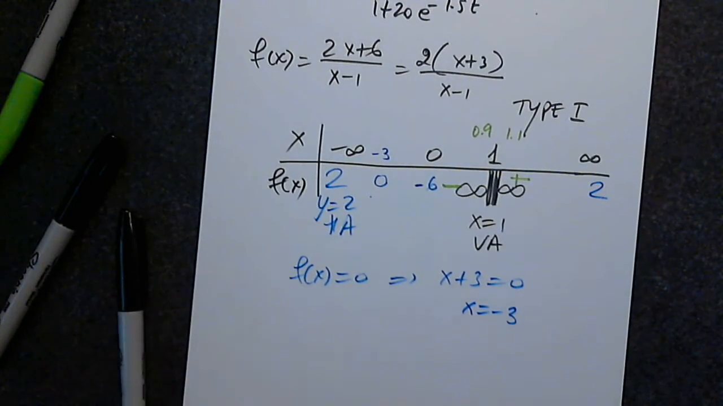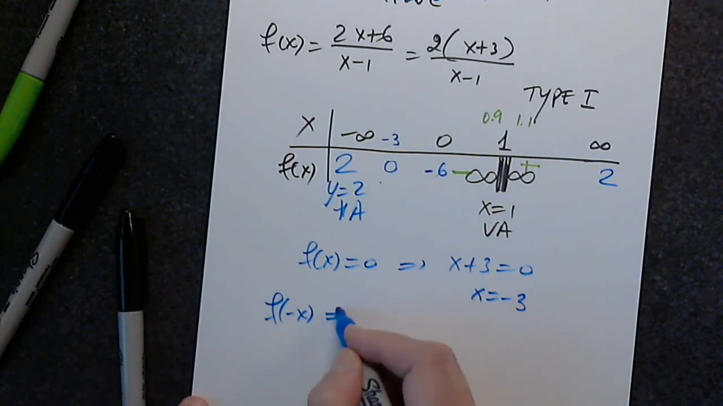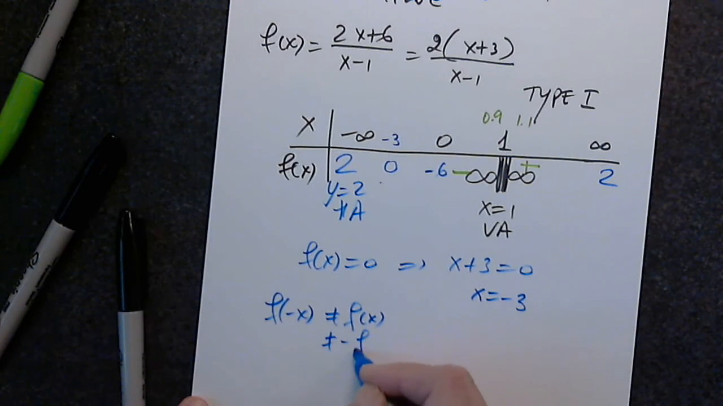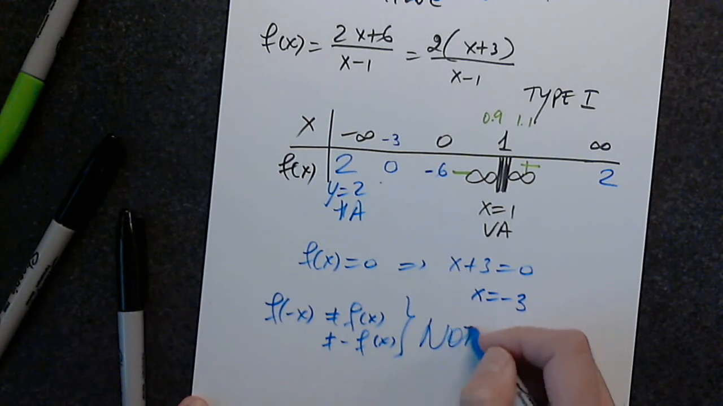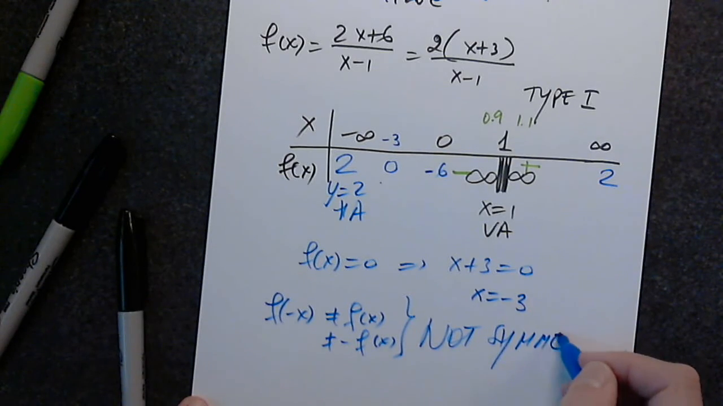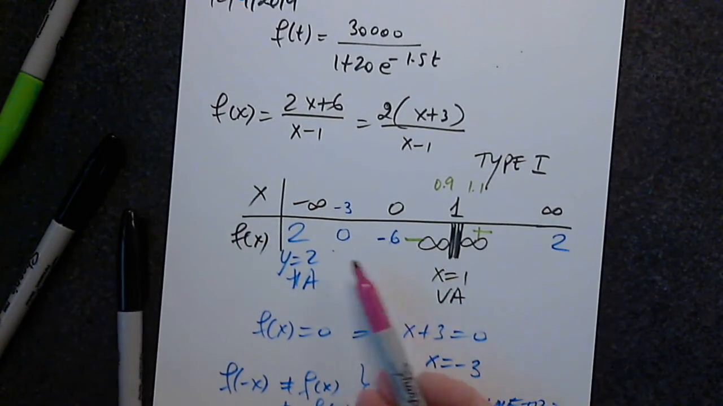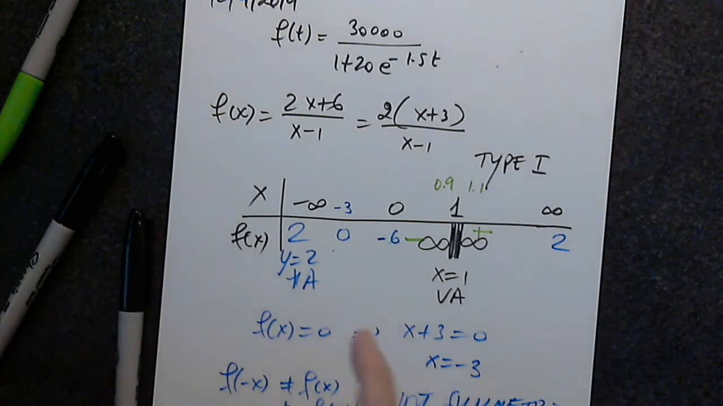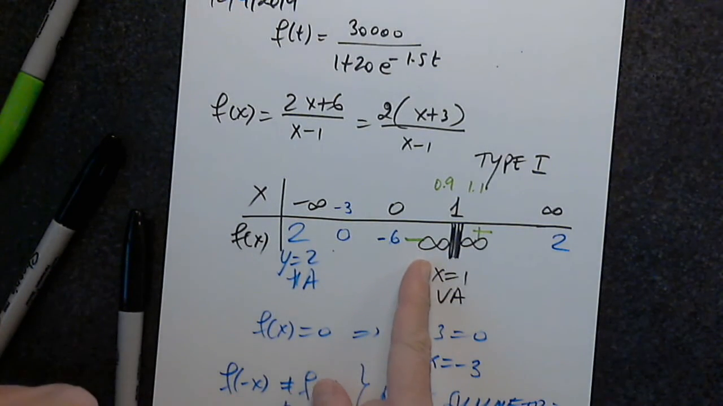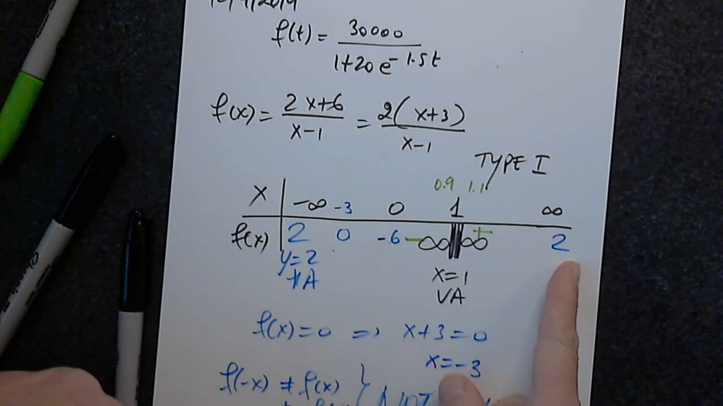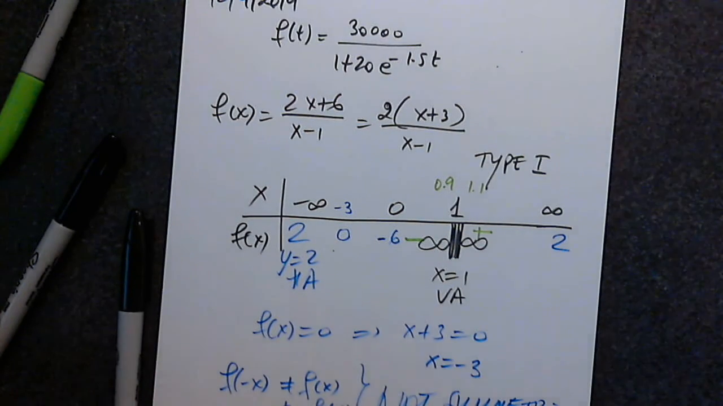And the last thing that does not fit in the table is the symmetry. I will write that f of negative x does not equal f of x, and it does not equal negative f of x, meaning not symmetric. So now I'm trying to make sense of this information, and it's very clear: from 2 to 0 to negative 6 to negative infinity, and from positive infinity down to 2. It makes sense. No max, min, no multiplicities.